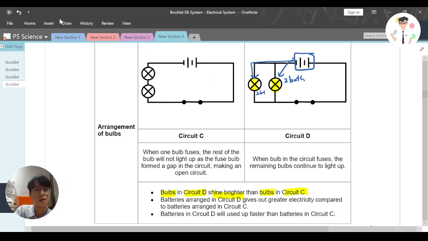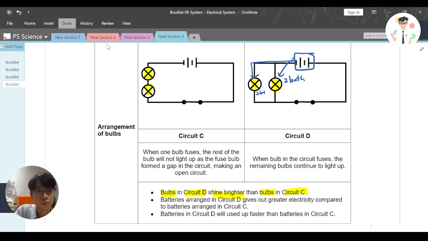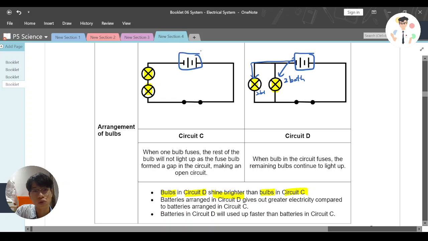And how about this one? If you look carefully, these two bulbs have these two batteries working. But these two batteries, right, need to equally divide between these two bulbs. So it's basically kind of like one battery here, one battery here. They're kind of sharing. That's why here will be a bit dimmer, whereas this here will be a bit brighter. Okay?